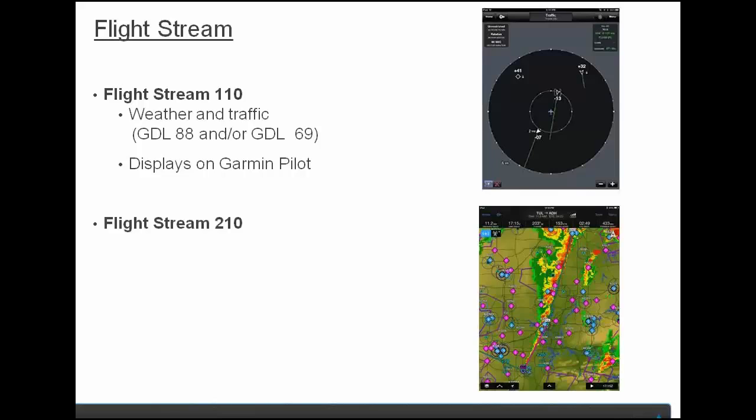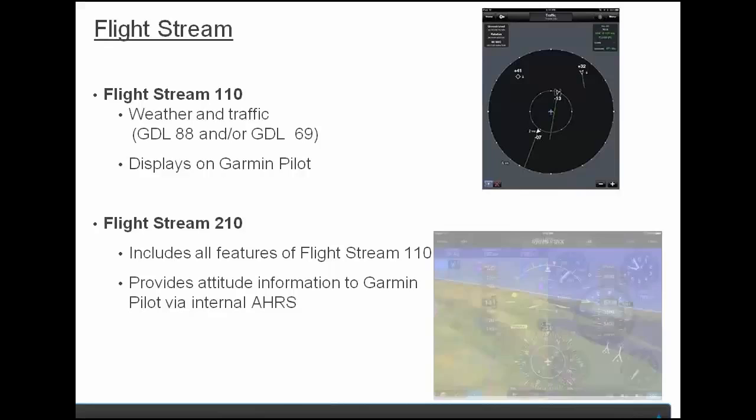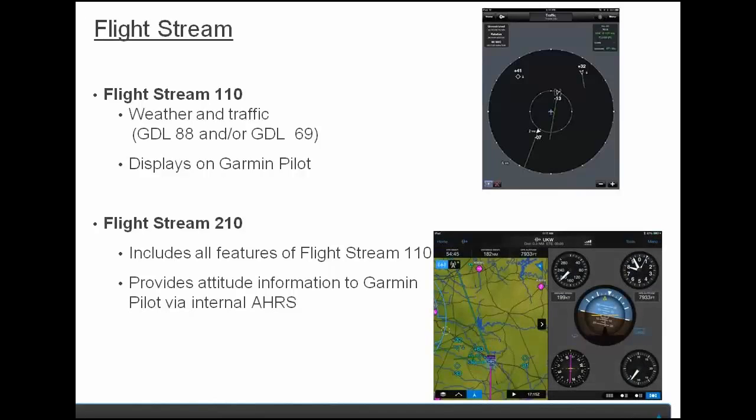The FlightStream 210 includes all the features of the 110, but it also has an internal AHRS in it. So now your synthetic vision that you have on Garmin Pilot, you'll be able to see your attitude on that, as well as the split screen on Garmin Pilot. On the right side, we have the flight instruments, and we'll have a working attitude indicator, as well as a moving map with traffic and weather on the left side. And as well, we can do flight plan transfer between Garmin Pilot and the GNS series and the GTNs.